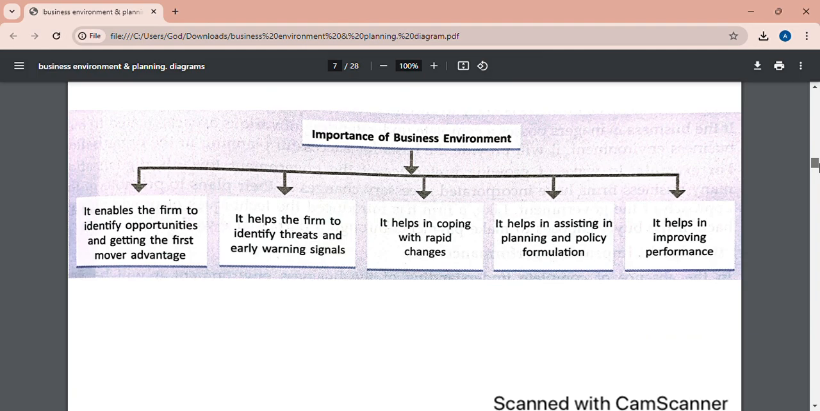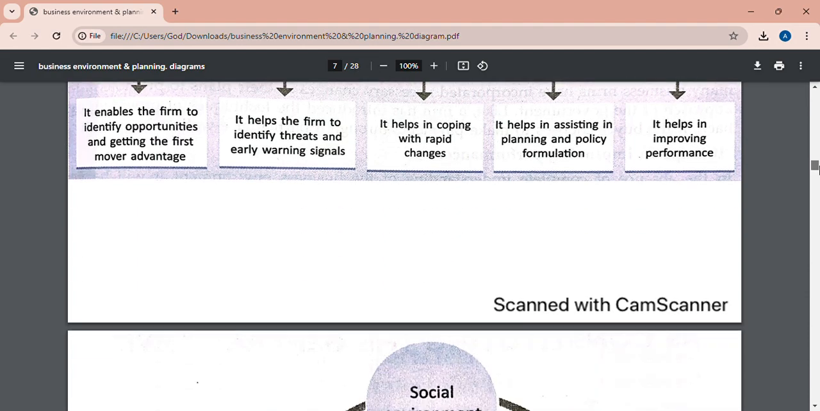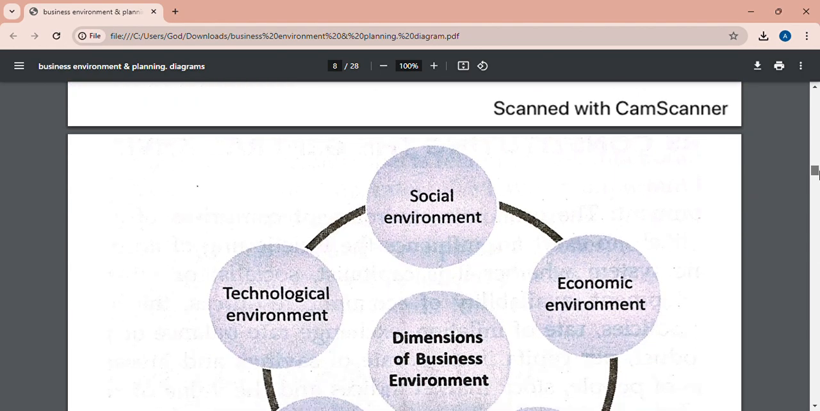Next comes the importance of business environment. Why do we have business environment? Identify opportunity, first mover advantage, threats and warning signals, coping up with rapid changes because the business environment is dynamic, and it helps in assisting planning and policy formulation. It helps in improving the performance. So when you are writing the importance of business environment, you can do a pictorial representation like this, a flow chart, and then you can write down the points with the acronyms.